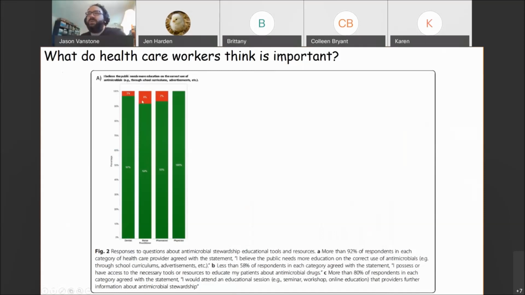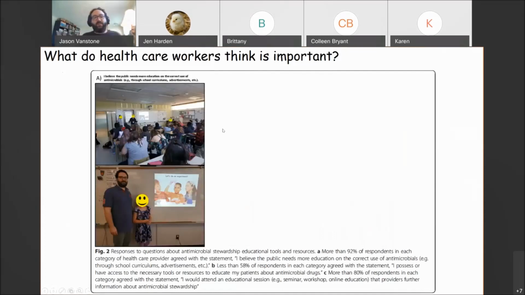So the first one here was, I believe the public needs more education on the correct use of antimicrobials, for example, through school curriculums, advertisements, etc. And as you can see, the vast majority of each group thought that, yeah, this is an important piece. If we're going to do antimicrobial stewardship, we need to make people aware of proper use of antimicrobials, the problems of antibiotic resistance, those types of things. And so that's something we've incorporated into our program. So we go out and we've been doing presentations to the public. There's some examples here of high school presentations and elementary school. And as I was saying earlier, this is something we're even doing.